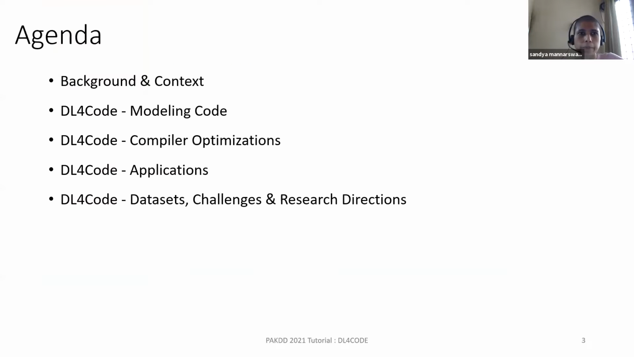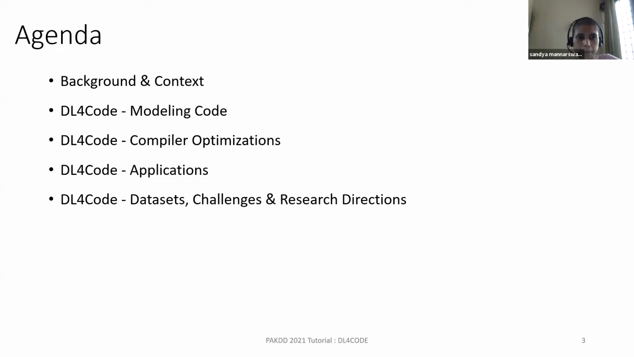Without much ado, here is the agenda for today's tutorial. I would like to provide a brief background and context for this tutorial DL4Code. And then I would be handing over to my co-presenter, Dr. Ramakrishna, who would be talking about how we can model code for applying deep learning techniques. When we talk about code, it can be source code, it can be intermediate language representation, or it can be low-level code, assembly code. So how do we create deep learning models so that we can apply DL techniques to code?